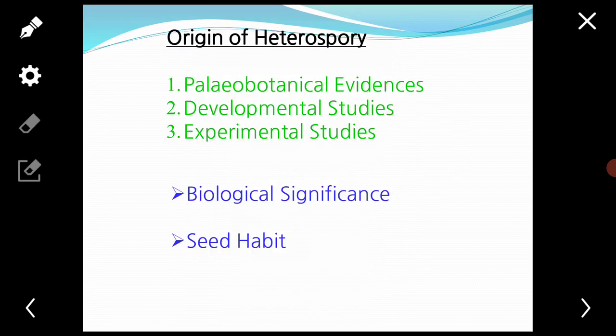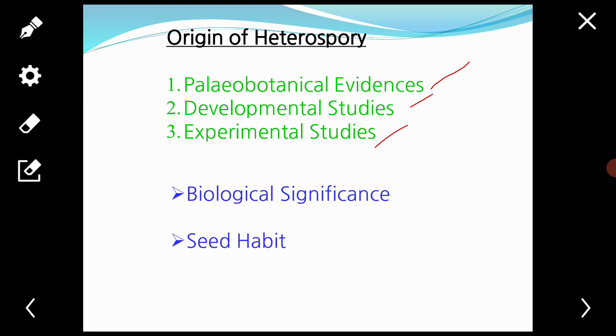Next, the origin of heterospory. The origin of heterospory can be discussed on the basis of three evidences. First is the paleobotanical evidences. Second is the developmental studies. Third is the environmental studies.